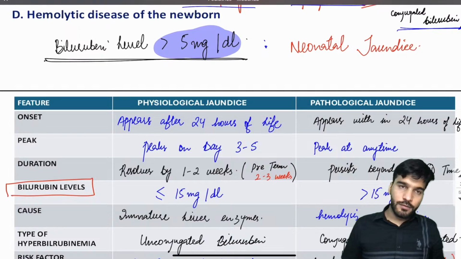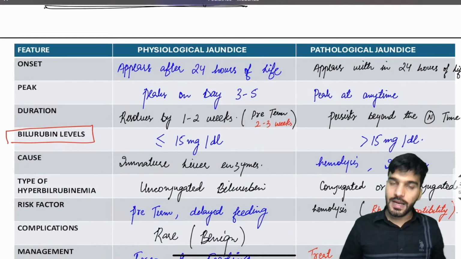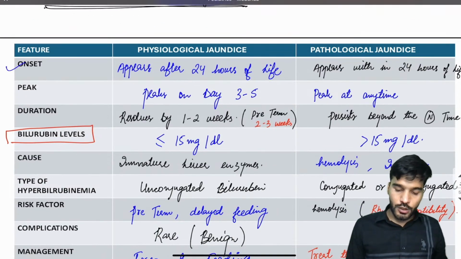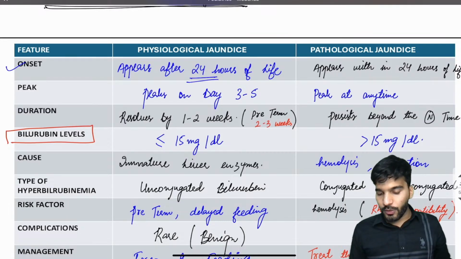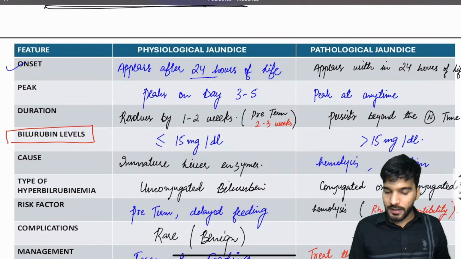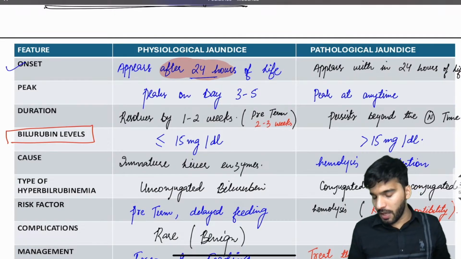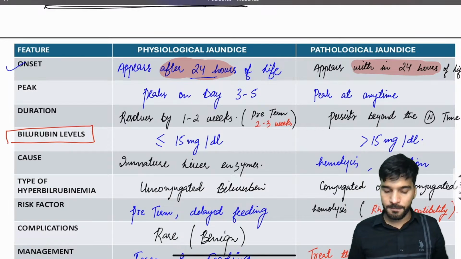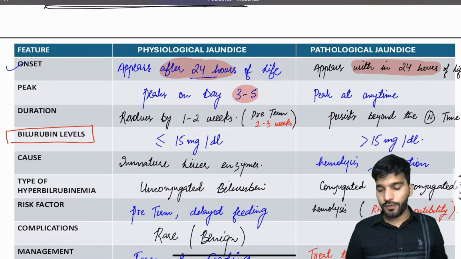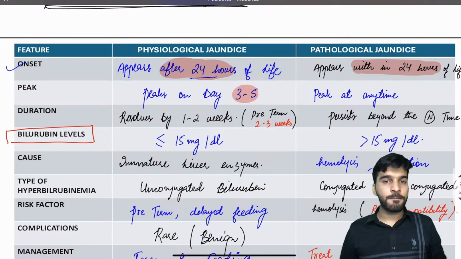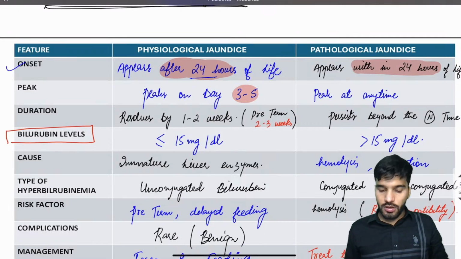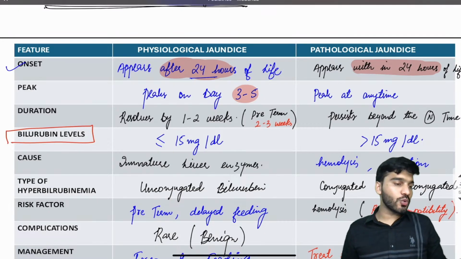Now we have the types of jaundice: physiological jaundice and the pathological jaundice. The onset of a physiological is after 24 hours. Please do remember the important things: after 24 hours of life. And this one is going to be within 24 hours of life. The peak is on day 3 to 5. Peak can be at any time. In term babies, it resolves by 1 to 2 weeks, but in preterm, 2 to 3 weeks.